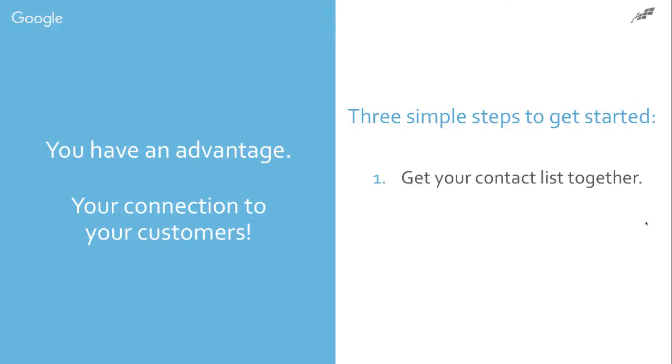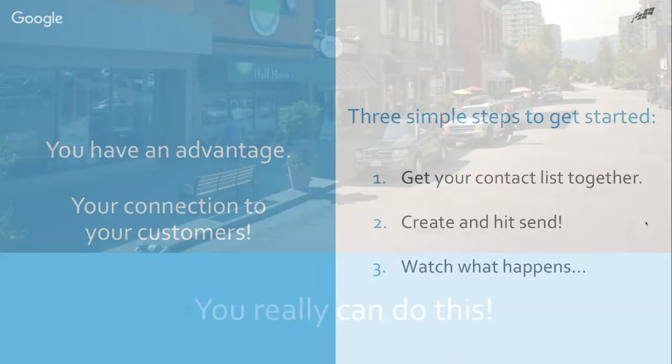The 3 things to get started: get your contact list together. Again, send me an email if you'd like a link, or just Google 60 ways to grow your list, BizzyWeb, and create and hit send. Just try it and watch and see what happens. You really can do this. It's not bad, it's not tough, and it's easy.